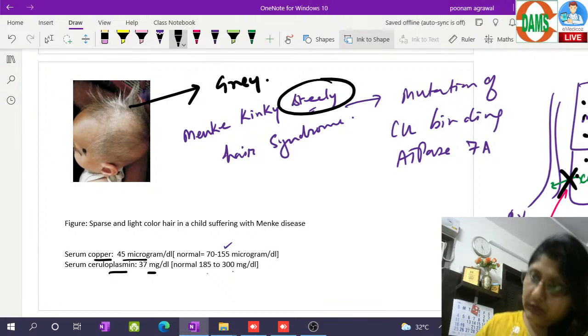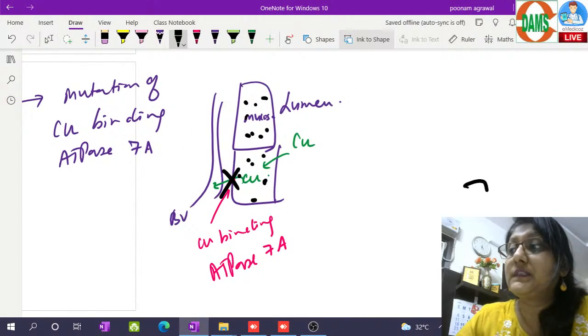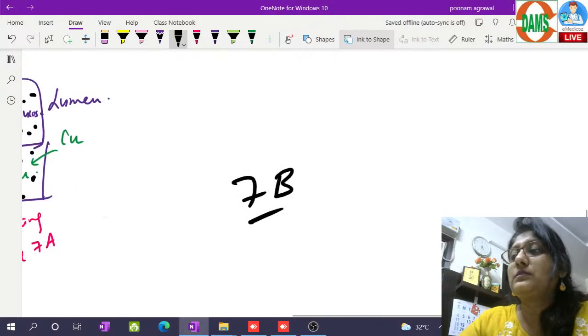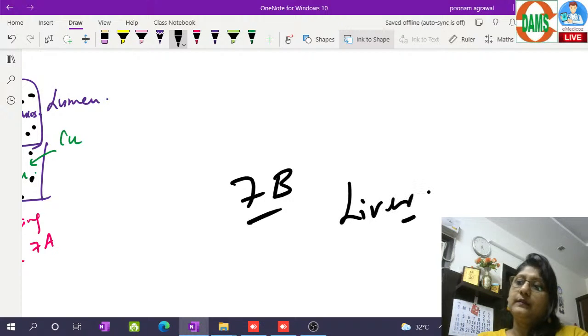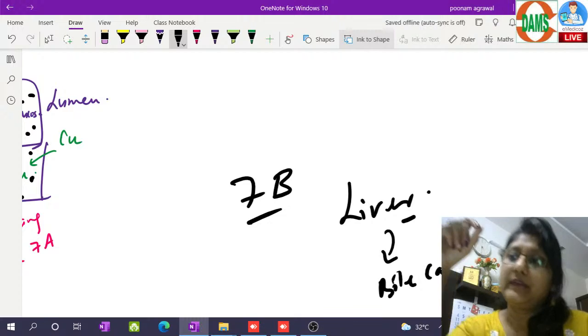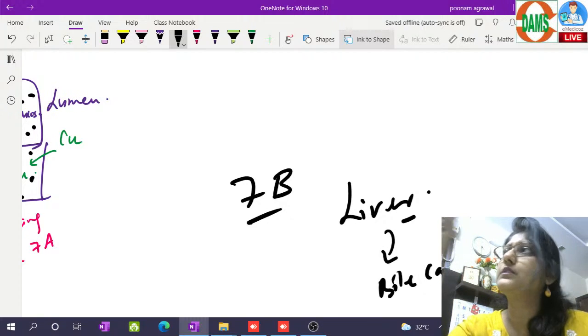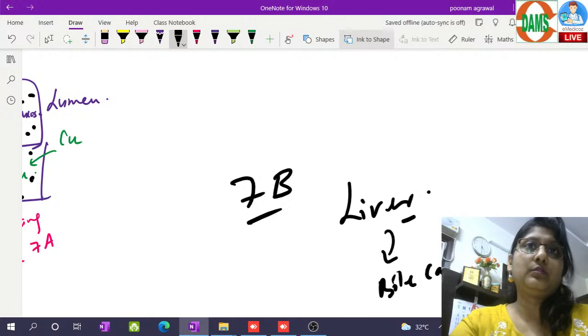You must not get confused. You should know that we have another transporter which is copper-binding ATPase 7B. This transporter 7B is there at the hepatocyte, and its duty is to excrete excess copper from the liver to the bile canaliculi, from where it comes out of the system. The 7B transporter takes the excess copper, drops it to the bile canaliculi, and via bile it comes out of the body.